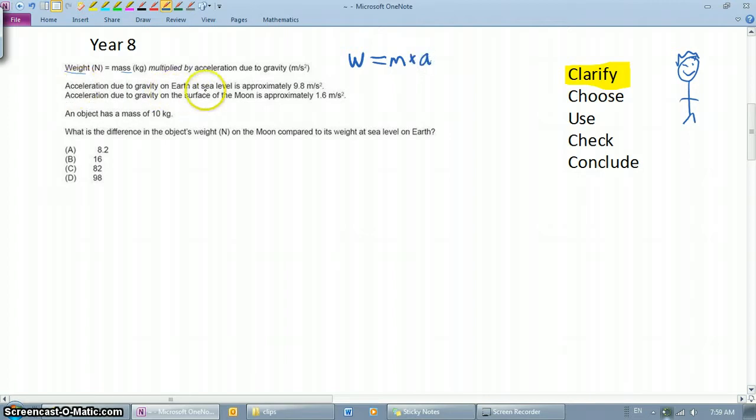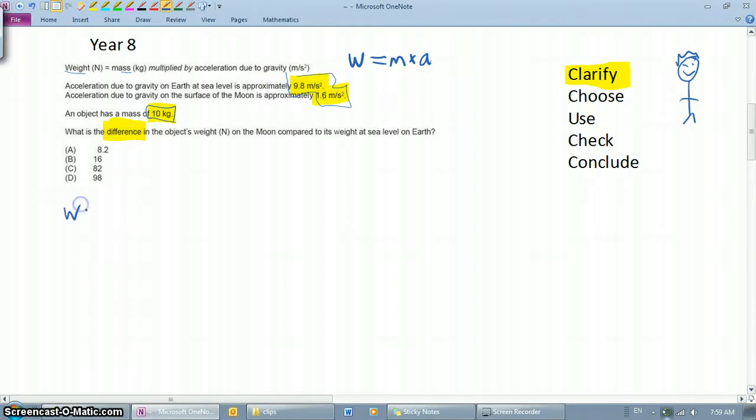Acceleration due to gravity on Earth at sea level is approximately 9.8 meters per second squared. Important: acceleration due to gravity on the surface of the Moon is approximately 1.6 meters per second squared. An object has a mass of 10 kilos. What is the difference in the object's weight on the Moon compared to its weight at sea level? So, we've translated it into maths. If I have numbers and a mathematical equation, 9 times out of 10 I'm going to be able to solve something.